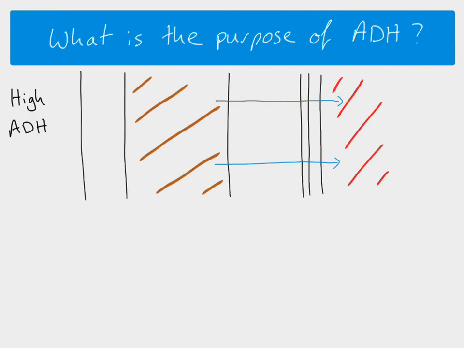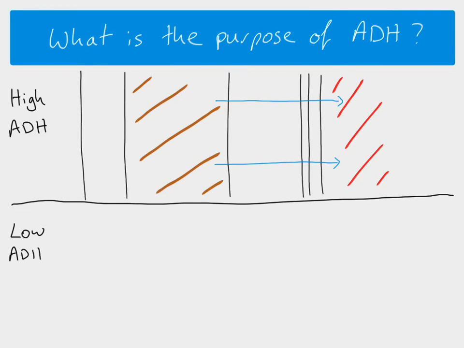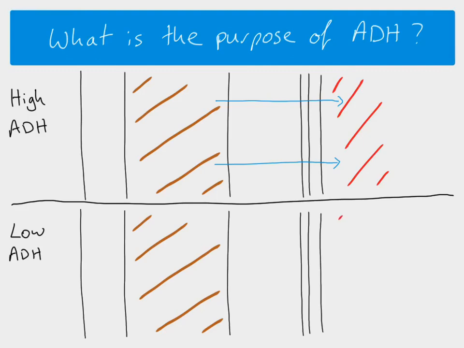Conversely, if the body needs to lose water, so there's a high water potential in the blood and the body needs to lose water, then you'd have a situation with low ADH. When there's low ADH, if we look at the same situation where we've got our blood vessel next to our collecting duct, then the lack of ADH stops water being reabsorbed. So water is not able to pass across, and therefore the urine that we end up with is very dilute. So that's what ADH does.